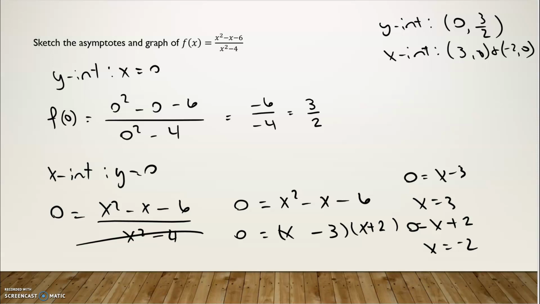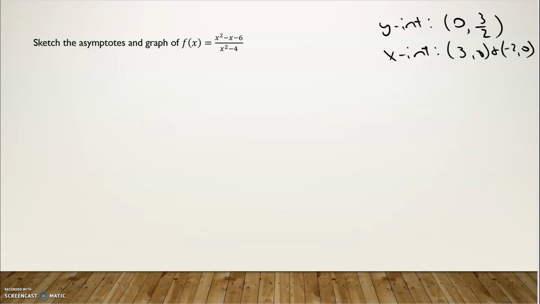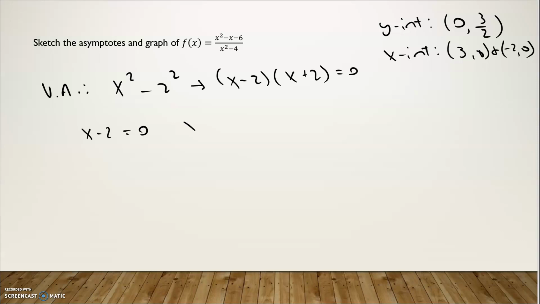Now let's find our vertical asymptote. So I'm going to factor the denominator. X squared minus 2 squared. That's the same thing as x minus 2, x plus 2. So we're going to set those equal to 0. So x minus 2 equals 0, and x plus 2 equals 0. So x equals 2, and x equals negative 2.